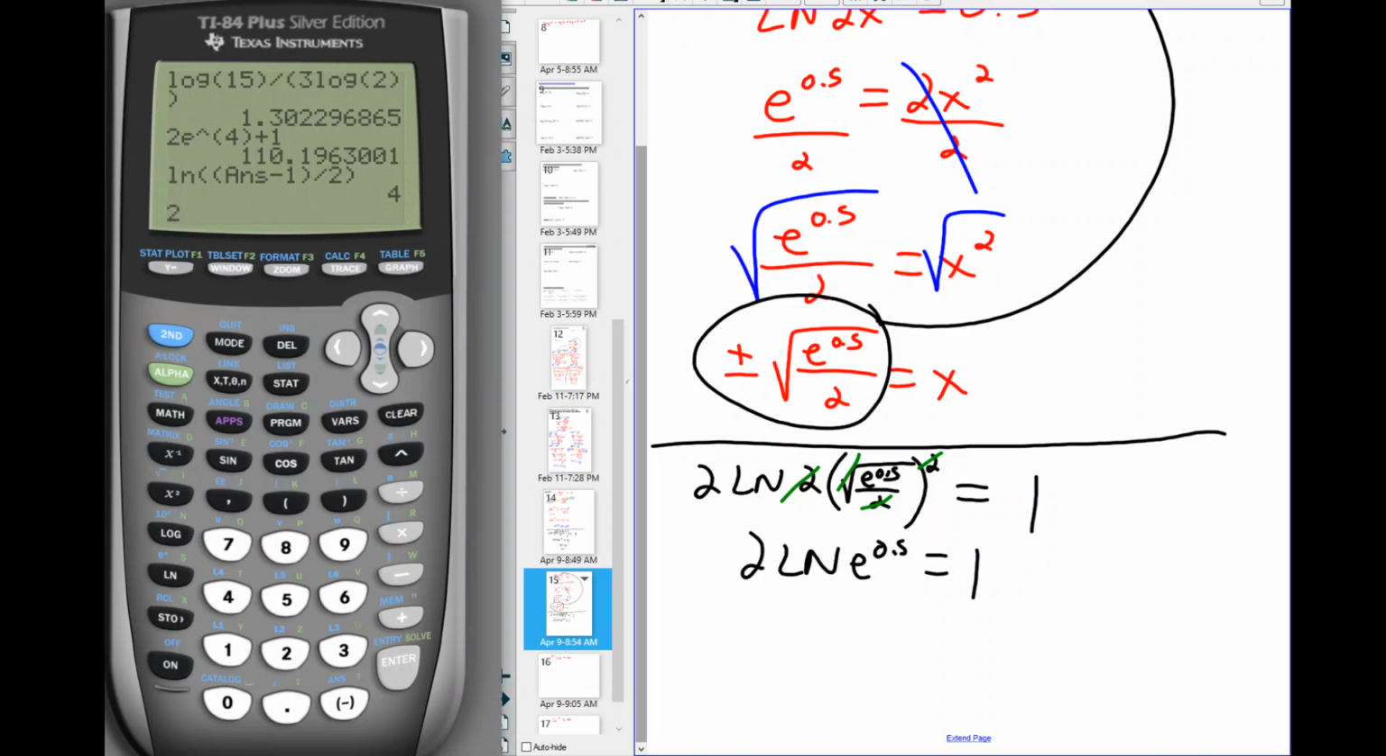So 2 ln of e to the 0.5. How many parentheses do I have open? So double close it. And there's your 1.